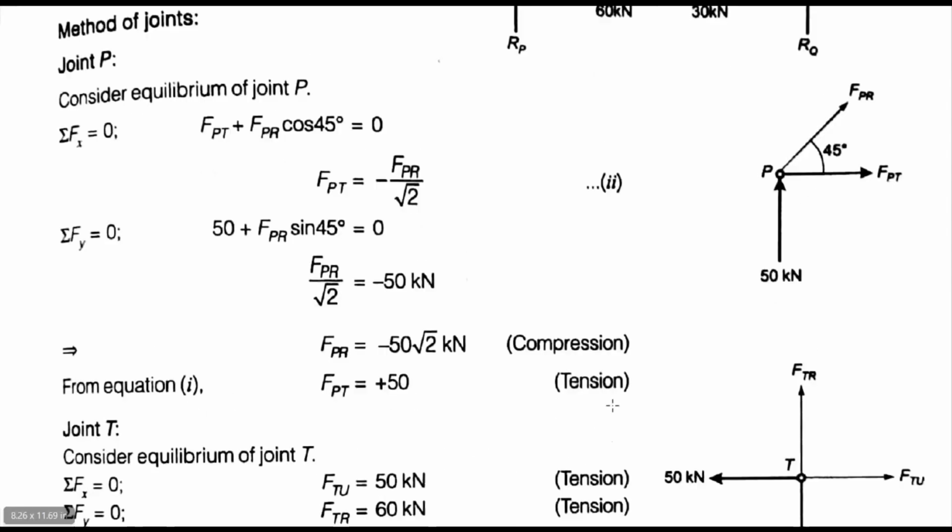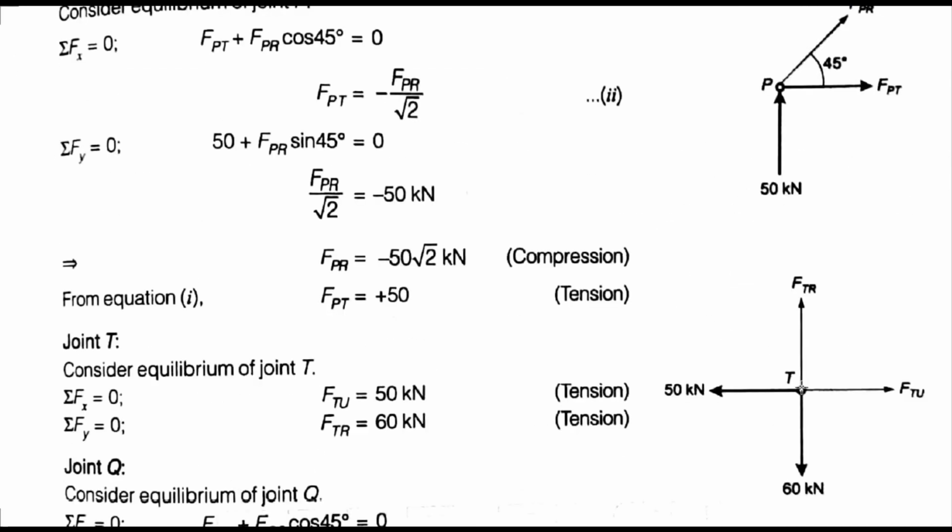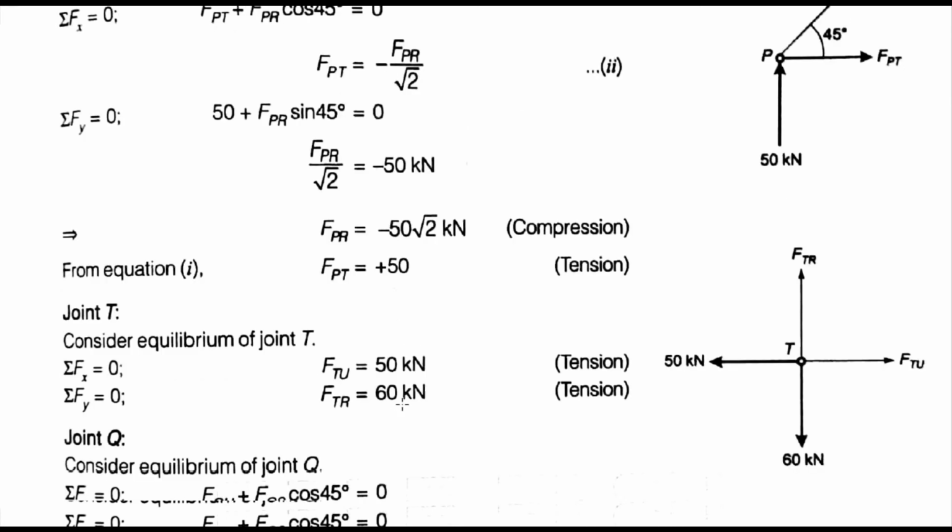Now consider joint T. This is joint T. Now draw the free body diagram of the joint. This is 50 kilonewton here, FPT is 50 kilonewton, and the 60 kilonewton external load is acting here, and we have two more unknown forces here, FTR and FTU. So summation of Fx equal to 0 means FTU is equal to 50 kilonewton directly, and FTR is equal to 60 kilonewton by summation of Fy equal to 0. Both are positive, so they are in tension.